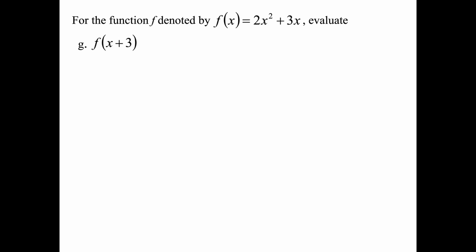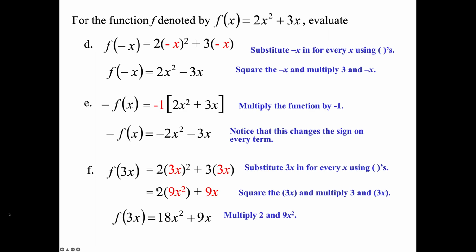Part G, f of x plus 3. Okay, this, hold it, is a little different than 3x. 3x was technically one term. Now, x plus 3, that's two terms. This is a binomial going to be substituted in for every x. This is where you need to slow down.